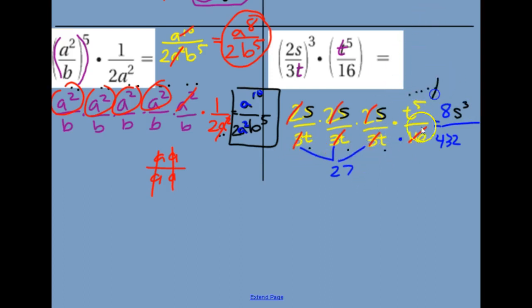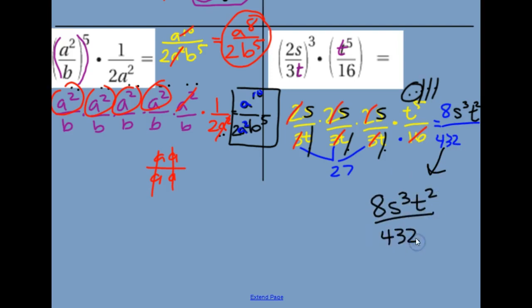So a t on the top and a t on the bottom can cancel. So 2 are gone, 3 are gone. That leaves us with 2 t's left over on the top, or t squared. So my answer is 8 s to the 3rd t to the power of 2 over 432.